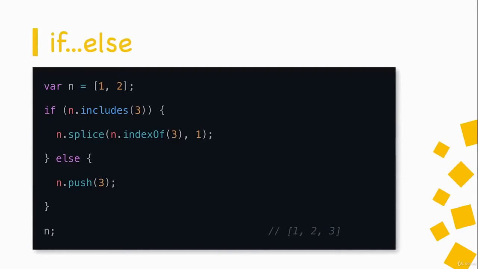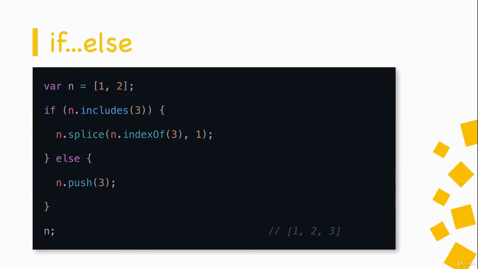And then we're defining the if condition. And the condition is n.includes(3). And this condition will return true if the value is actually present inside the array. But in this case, the n array only contains the values 1 and 2. 3 is not present. So n.includes(3) returns false, and the if block is not executed. But the else block is, and inside the else block, we do n.push(3). So we push the value 3 at the very end of the array. That's why now the n array contains the values 1, 2, and 3, because we added the value 3 at the end of the array using n.push inside the else block.